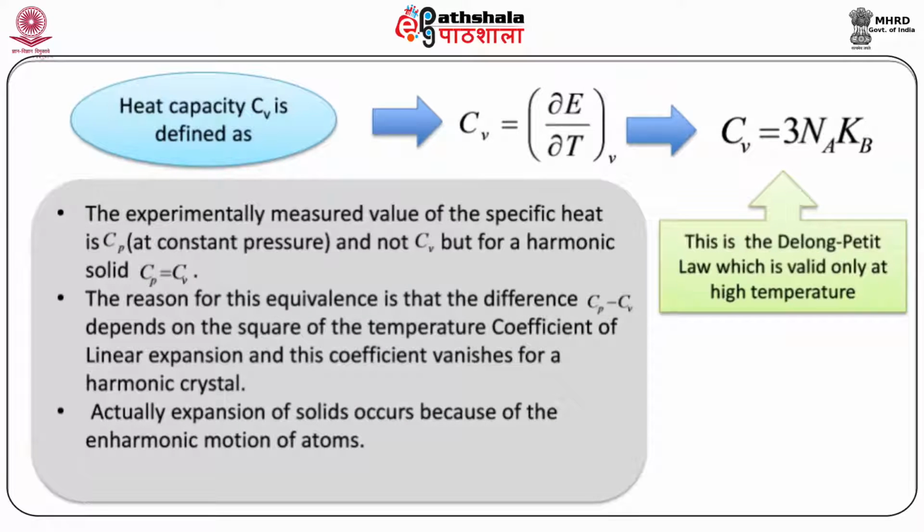The experimentally measured value of the specific heat is Cp, which is at constant pressure, and not Cv. But since we are considering a harmonic solid, fortunately Cp is equal to Cv in this case. The reason for this equivalence is that the difference Cp minus Cv depends on the square of the temperature coefficient of linear expansion, and this coefficient actually is 0 for a harmonic crystal.